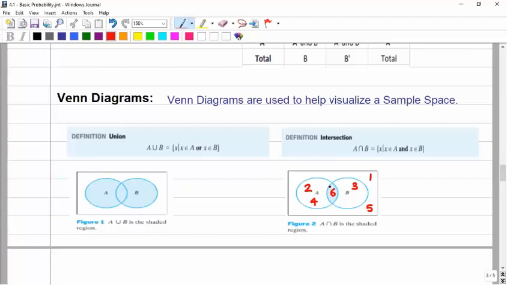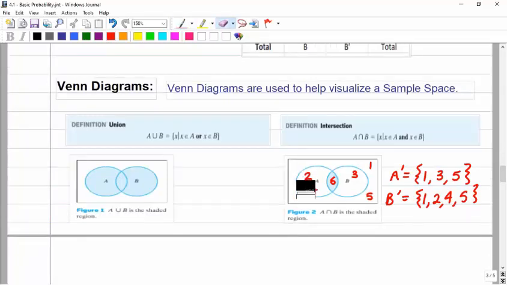So for example, A prime means everything that's not in A. Remember that inner circle is part of A, so everything that's not in A is floating around outside the A circle. And then B prime is floating outside. The B circle has the 3 and the 6. So everything outside the B, including over here and outside there, would be 1, 2, 4, 5. All right. So Venn diagrams are very useful to help you visualize this stuff.